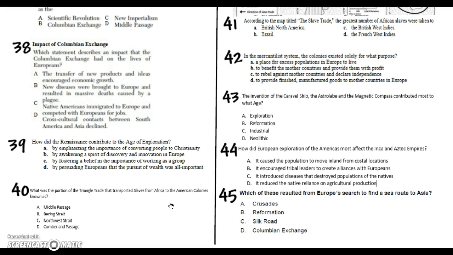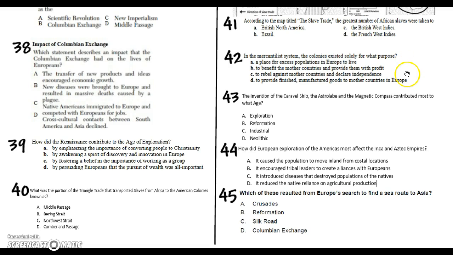Number 40. What was the portion of the triangle trade that transported slaves from Africa to the American colonies known as A, the Middle Passage. B, the Bering Strait. C, the Northwest Strait. D, the Cumberland Passage. Number 41. According to the map titled The Slave Trade, the greatest number of African slaves were taken to A, British North America. B, Brazil. C, the British West Indies. D, the French West Indies.